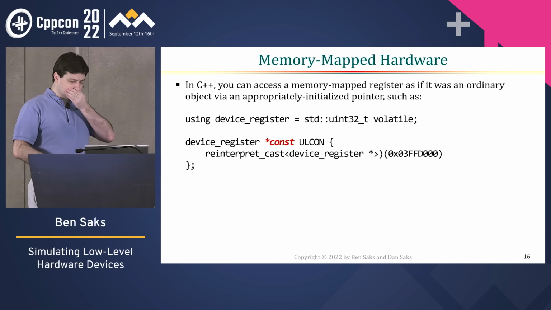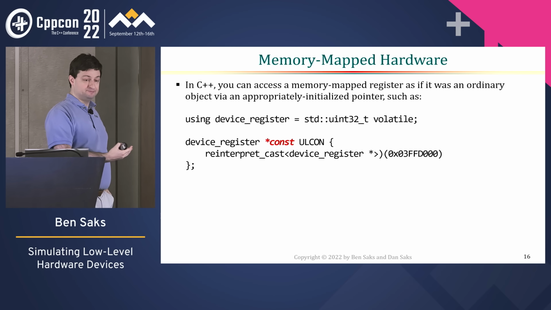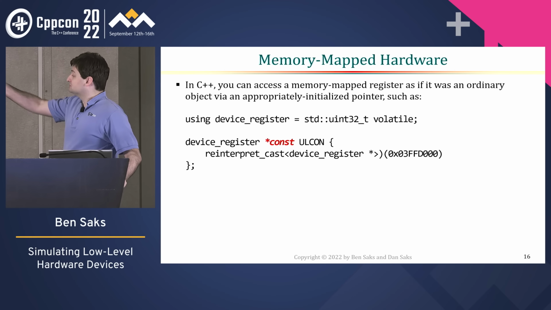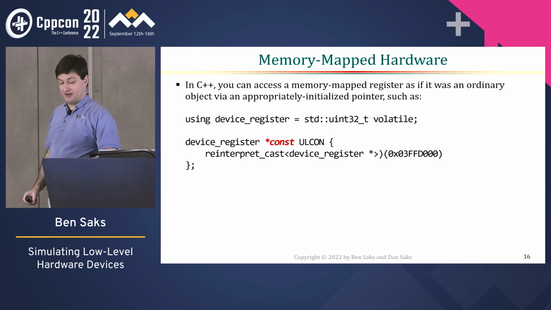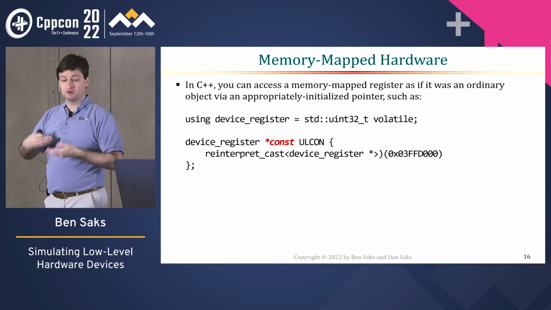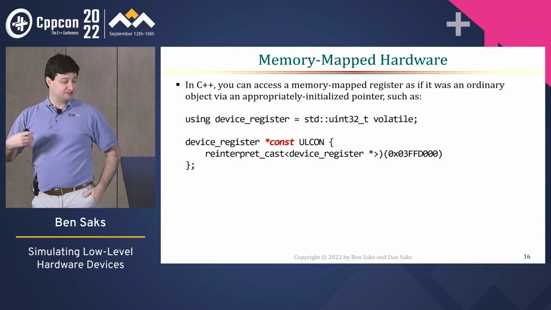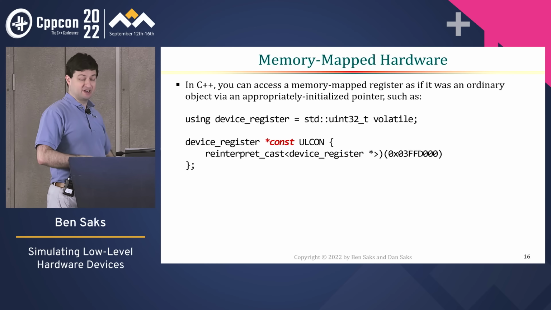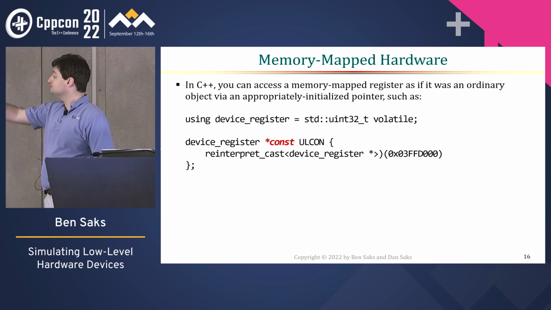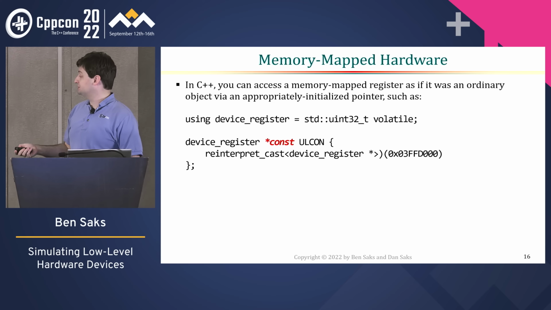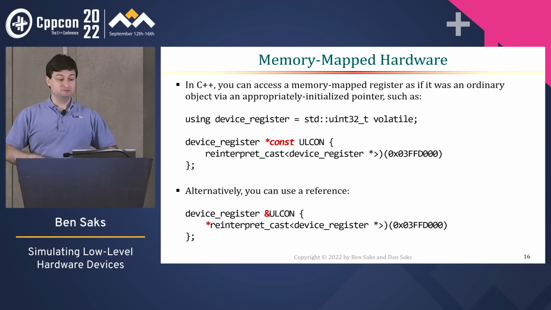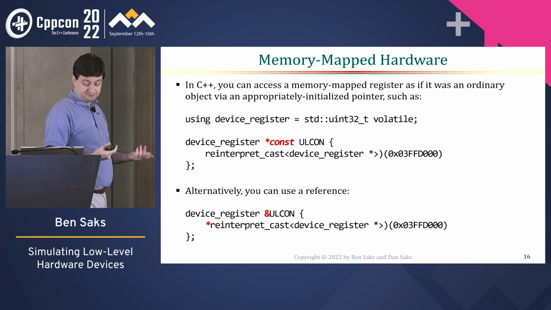And if we know the address at which a memory-mapped register is located, we can set up an appropriate pointer to that location, and then we can talk to that register as if it were just an ordinary object in C++. So here, I'm setting up a pointer that will point to the line control register of UART 0. I could similarly use a reference.